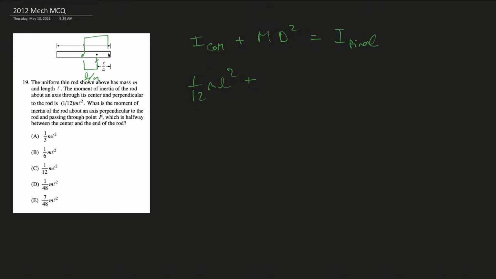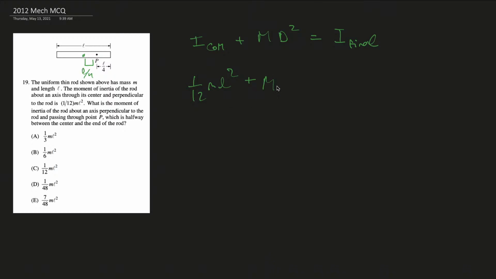That's because this entire part is L over 2. So if you take L over 2 minus this L over 4, if you take L over 2 minus L over 4, that gives you L over 4. So we move it a distance. We just change the axis of rotation. We shifted it by a distance of L over 4.